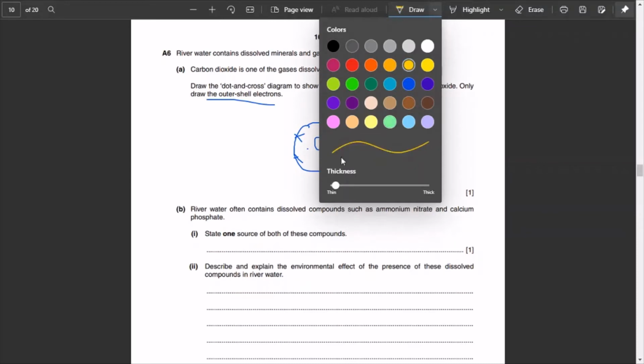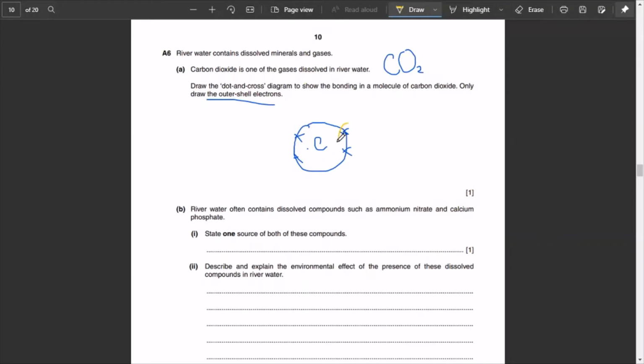Now this is carbon. Now if we talk about oxygen, oxygen has 6 in its outer shell electrons. That means it requires 2 more. So here we go with oxygen: 1, 2, 3, 4, 5, and 6. And then there's another oxygen because it's CO2.